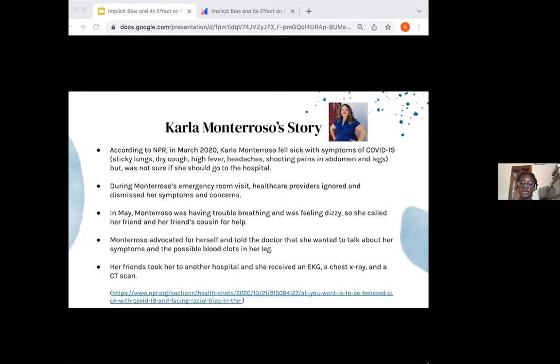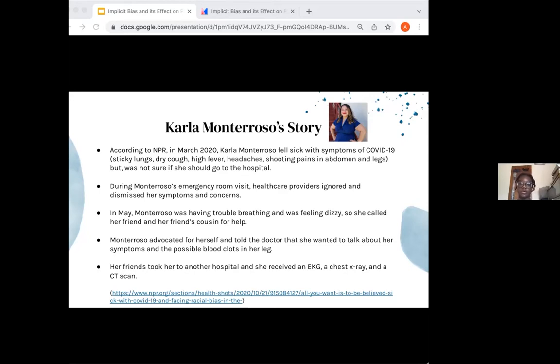She asked for a different doctor and for a hospital advocate, but she was told no. Her friends called all the healthcare professionals they knew to confirm that the treatment she was getting was not okay. They took her to another hospital and she received an EKG, a chest scan, and a CT scan.